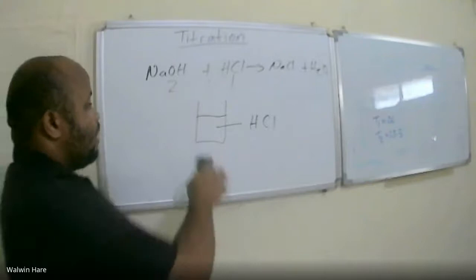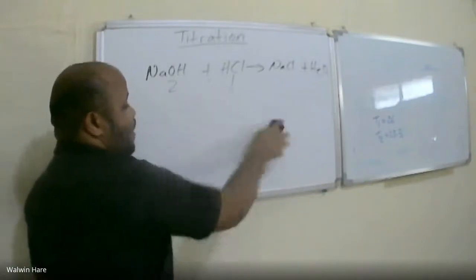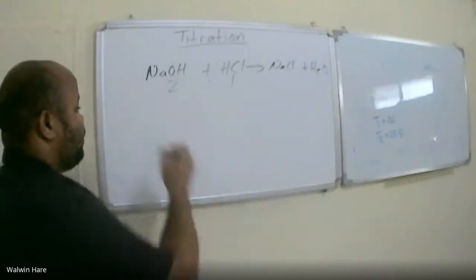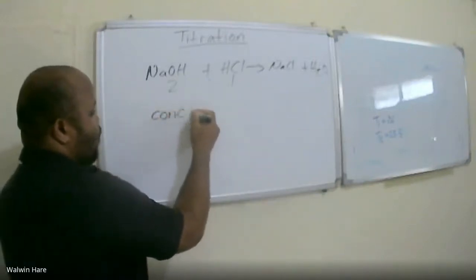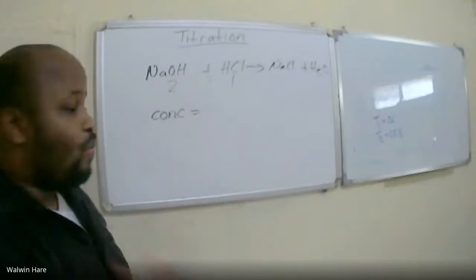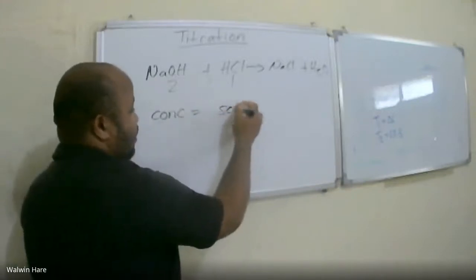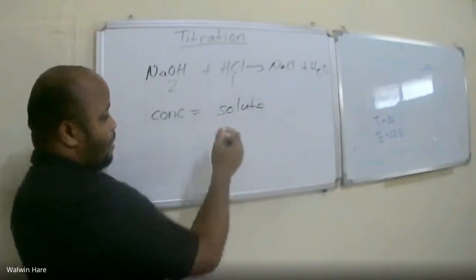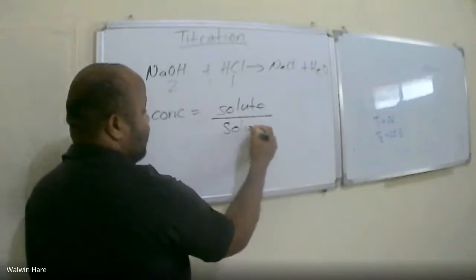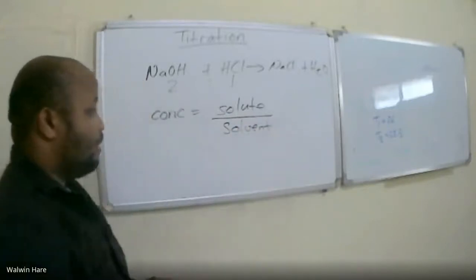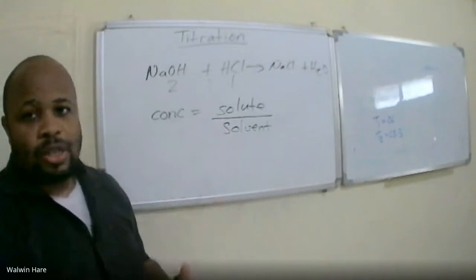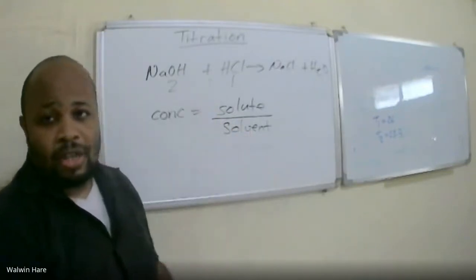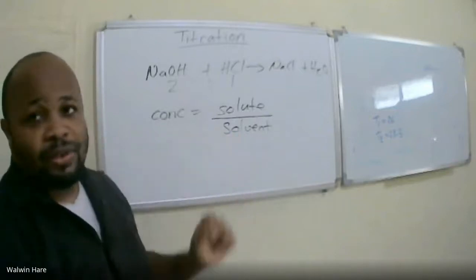So the main thing that we're figuring out here is to calculate concentration. Now, when we make a solution, we know that we are dissolving a solute, a particular amount of solute, in a solvent. That's it. You want a solution, you dissolve solute in solvent. For example, sodium chloride in water.